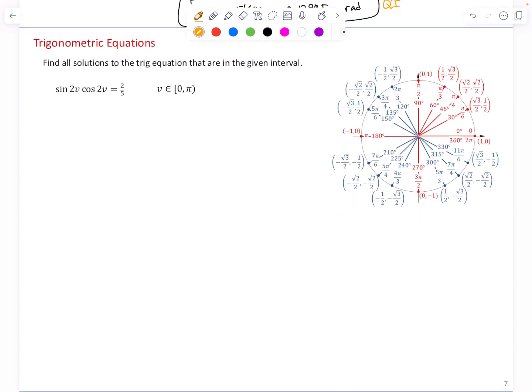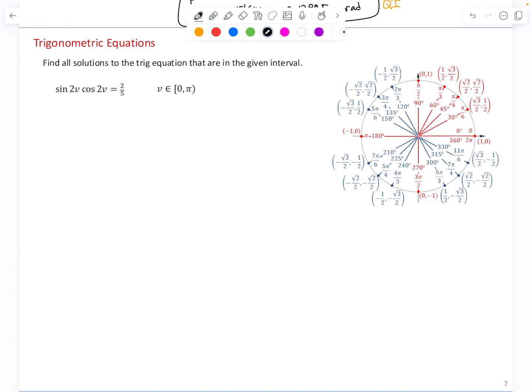Here we have sine 2v times cosine 2v equals 2/5. And v needs to be an angle between 0 and pi. Well, if this 2/5 was a 0, then I could use the zero product property and set sine 2v and cosine 2v separately equal to 0 and solve from there. But it's not 0, so I can't use the zero product property.